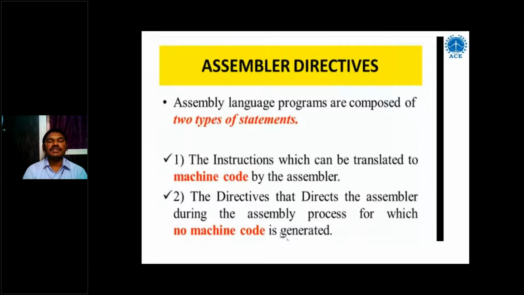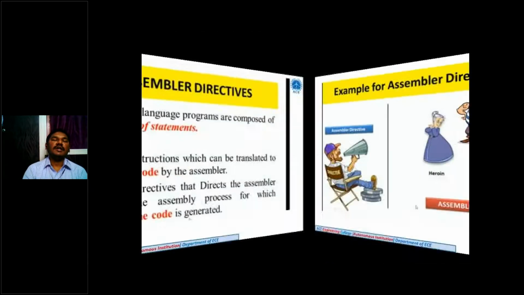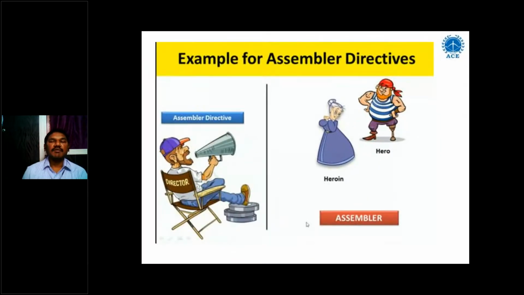And here some of the instructions don't have any machine code, but they direct what to do and what not to do. So that's why there are two types of instructions. Here I am giving one example. Suppose we have a movie. Throughout a movie of 2 to 2.5 hours, what we are seeing on the silver screen, along with some characters, is mainly the hero and heroine, and they play an important role in the movie.